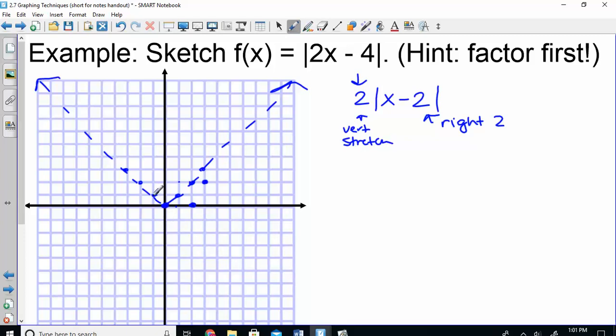Okay, if I look at my negative 1, 1. Take your y times 2, so that would be a 2, and then right 2. You can do more points, but that gives me 3 of them. So what I see is a skinnier v moved over to the right. And that was easier than trying to think about dividing your x's by 2. At least for most people, that usually is.